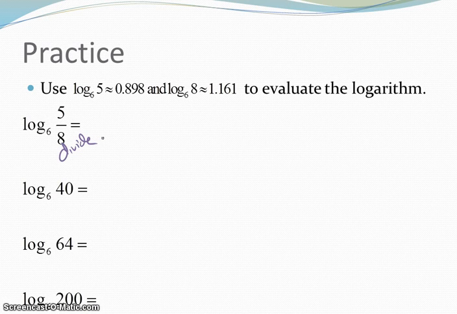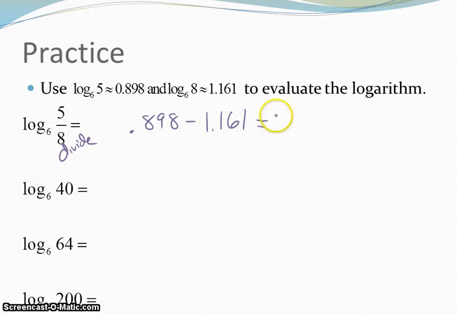So to rewrite it, I will take the log base 6 of 5, which is approximately 0.898, and I will subtract the log base 6 of 8, which gives me negative 0.263. We will look at what's called the change of base formula later on, where you can actually verify this with your calculator to see that your approximation is actually within reason. But you could also, for now, if you wanted to check, take your base, take it to the exponent that you just found, and see that you get approximately 5/8.